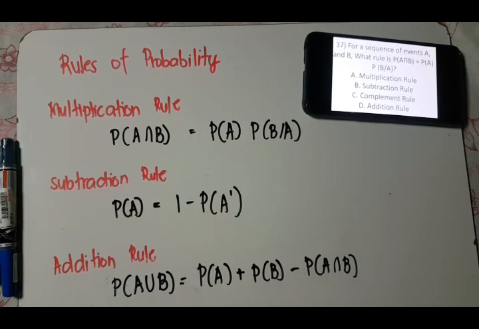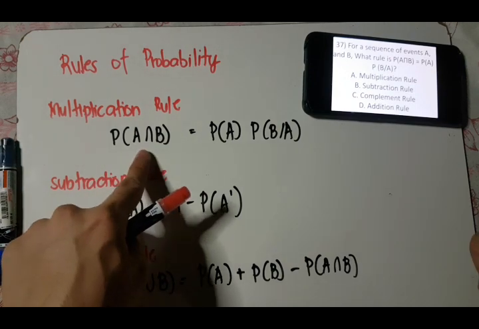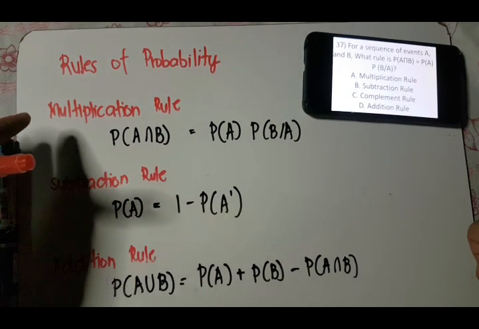Next question. For a sequence of events A and B, what rule is P of A intersection B? This is intersection. Wala lang akong symbol for that. P of A intersection B is equal to probability of A times probability of B given A. So, anong rule daw po yan dito? So, take note of these rules kasi may time talaga na tinatanong ang mga rules of probability sa math majorship. That is multiplication rule. So, tandaan nyo lang kapag intersection, that will be always multiplication rule.